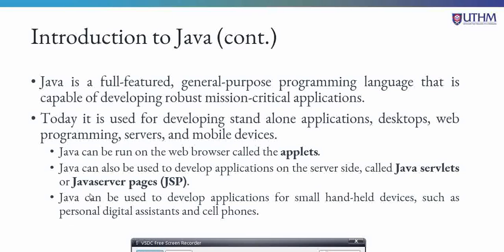Java is a full-featured general-purpose programming language that is capable of developing robust mission-critical applications. Today it is used for developing standalone applications, desktop, web programming, servers, and mobile devices. So what you can do using Java is amazing. You can create standalone applications, develop web applications, and also develop mobile applications.